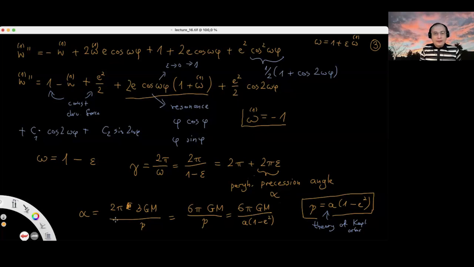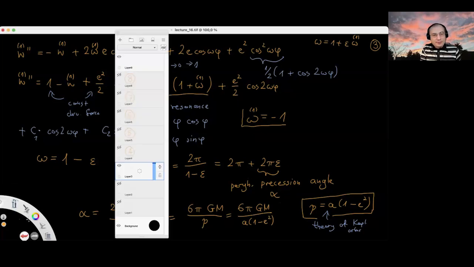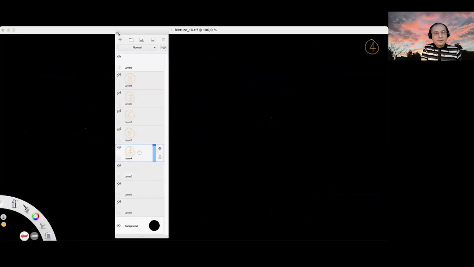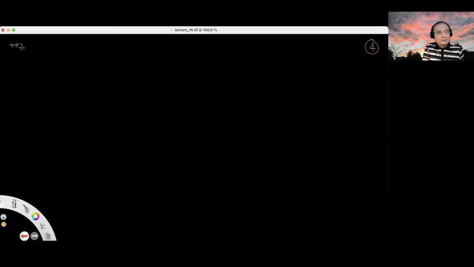And in the last step, we can restore the speed of light explicitly. So alpha is dimensionless, it's an angle. However, g requires a small correction. So g, if c is not equal to 1, then our old g is g over c squared. We have already used this fact a couple of times. So we have alpha equals 6 pi gm over c squared a(1 minus e squared). And that's the perihelion precession.